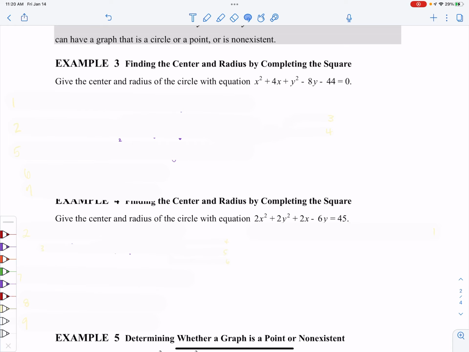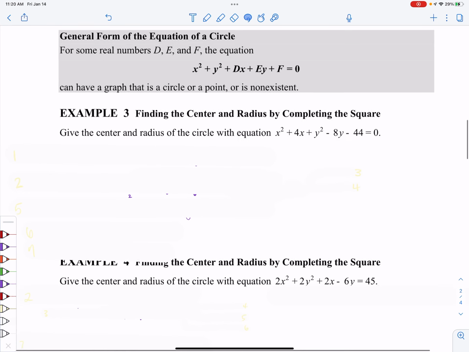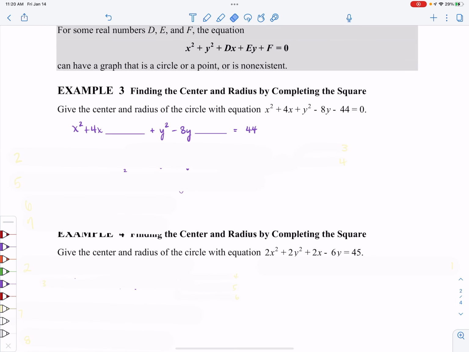All right, so first thing that I'm going to do is rewrite my equation. I'm really not even going to do any math. I'm just going to rewrite my equation and spread things out a little bit. So you'll see here that I moved the 44, the constant, over to the right side, and I grouped the x's and the y's together and left some space so that I could complete the square.